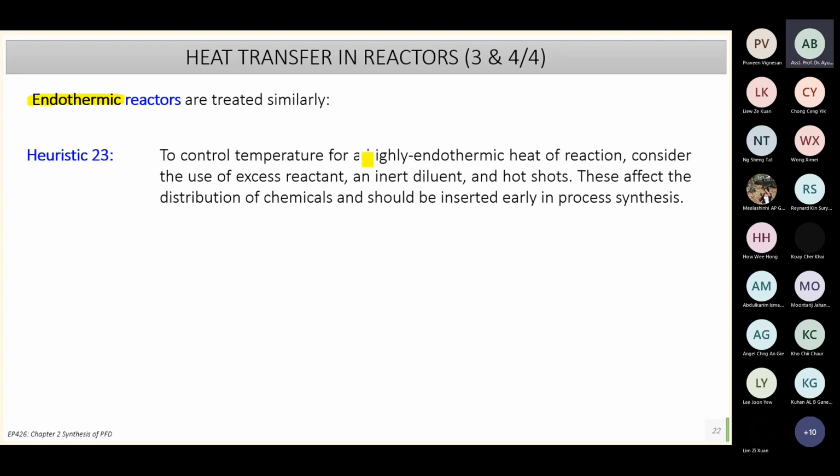So for highly endothermic, again, you can consider the use of excess reactant, inert diluents, and hot shots. In exothermic, it is cold shots. In endothermic, which is at a very low temperature, we supply hot shots, a hot stream.